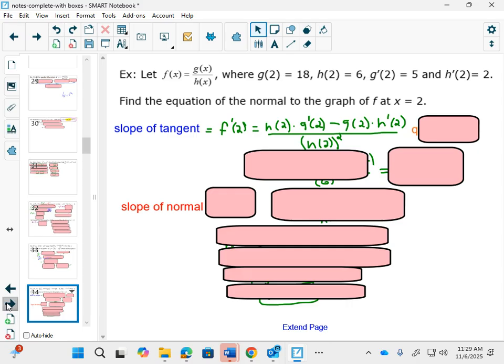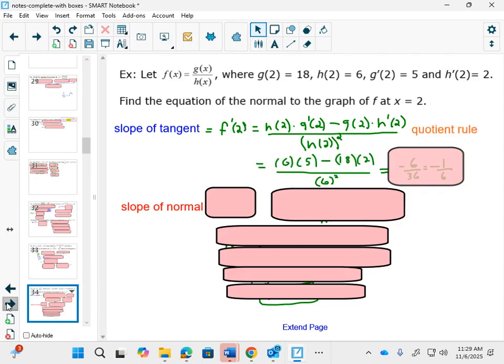And if we plug in 2, that's going to be the slope of the tangent when x is 2. Simplifying this gives us that the slope of our tangent is negative 1/6. So the slope of our normal is positive 6.